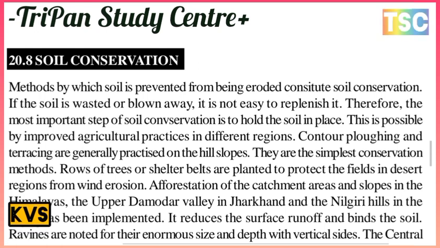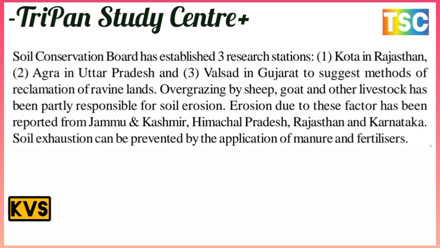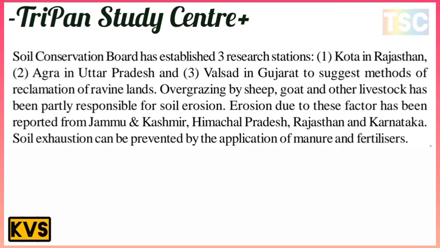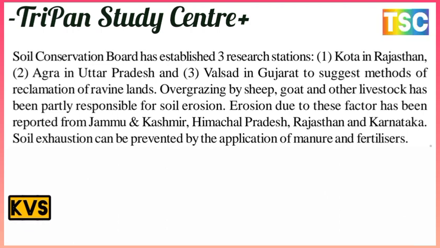Ravines are notable for their enormous size and depth with vertical sides. The Central Soil Conservation Board has established three research stations: Kota in Rajasthan, Agra in Uttar Pradesh, and Vasad in Gujarat, to suggest methods of reclamation of ravine lands. Overgrazing by sheep, goats and other livestock is partly responsible for soil erosion. Erosion due to this factor has been reported from Jammu and Kashmir, Himachal Pradesh, Rajasthan and Karnataka. Soil erosion can be prevented by application of manure and fertilizers.